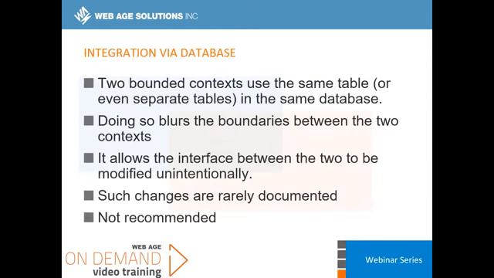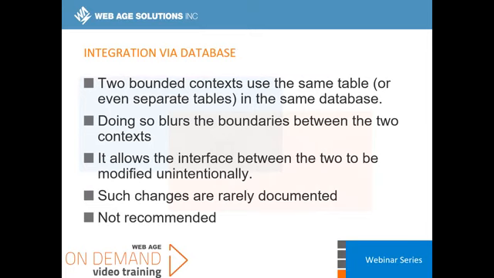Okay, finally, the other way that we tend to have some integration is that we have two bounded contexts using the same table or at least the same database. It does nothing for defining the boundaries between the two contexts, and often serves to be a fuzzy kind of thing.